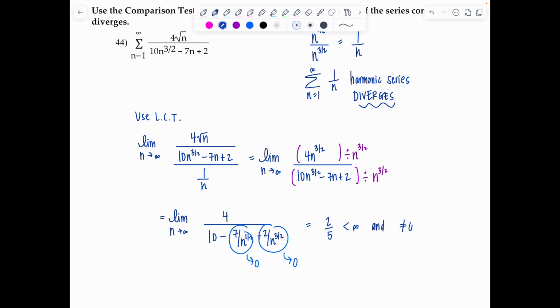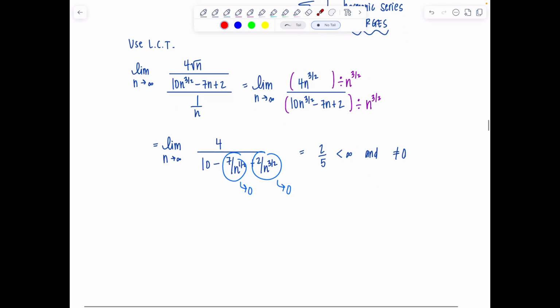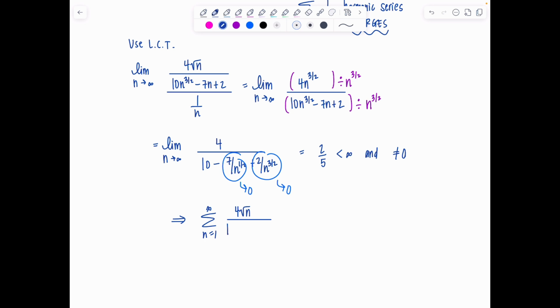So then that tells me my series behaves the same as whoever I compared it to. I compared it to a divergent harmonic series. So my series diverges also. So this means the sum, n equals 1 to infinity, I would rewrite the original, yep. Remember I told you I was like that paranoid student. Also diverges by the limit comparison test.